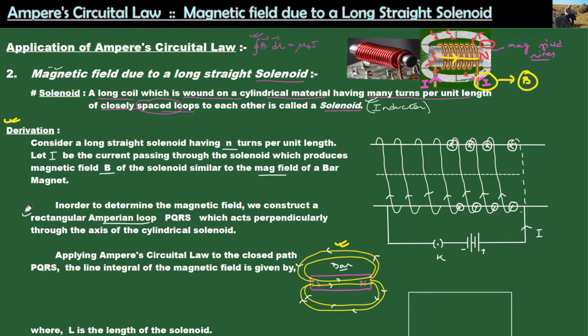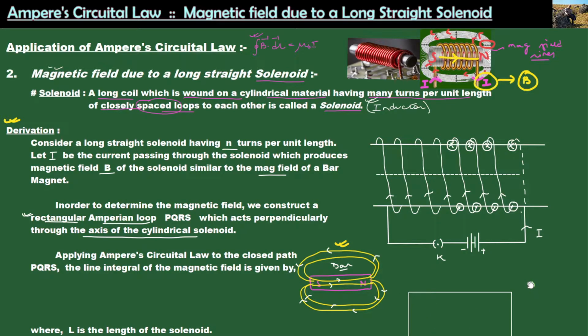But this Amperian loop taken over here is not circular, but rectangular. That rectangular loop will be in such a way that it encloses the solenoid inside, so it also passes through the axis of the cylindrical solenoid. Over here, this dotted line which I have drawn is nothing but the axis of the solenoid.